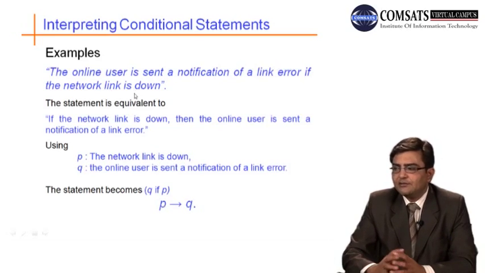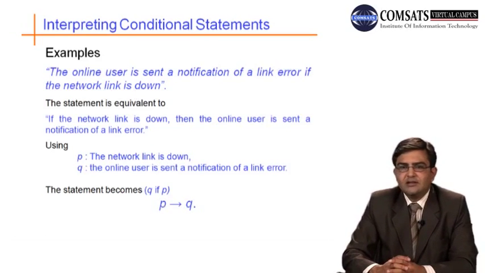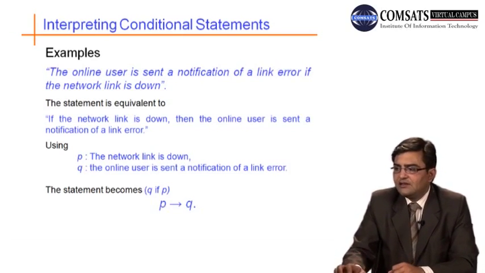If someone is using internet or computer, then the online user is sent a notification of a link error, that there is an error in the link if the network link is down. Now this statement is also a conditional statement. What is the condition here, or what is the hypothesis? The network link is down is the hypothesis or the condition in this statement.